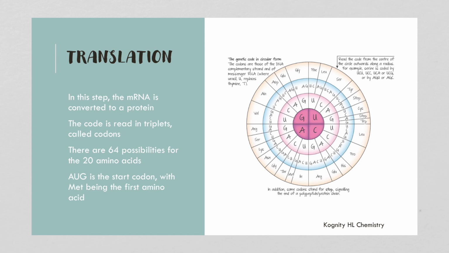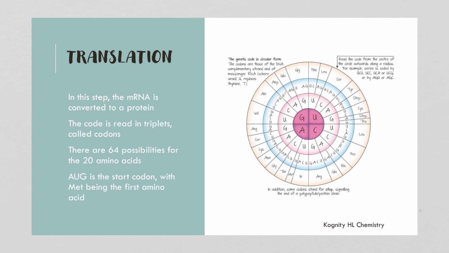Some of these possibilities are actually stop codons. So you can see there's one here, UGA. Another one is found here. So UAA and UAG. So those are the 3 stop codons. AUG is the start codon, which is found here. AUG is methionine or MET, and that's the first amino acid in every protein.